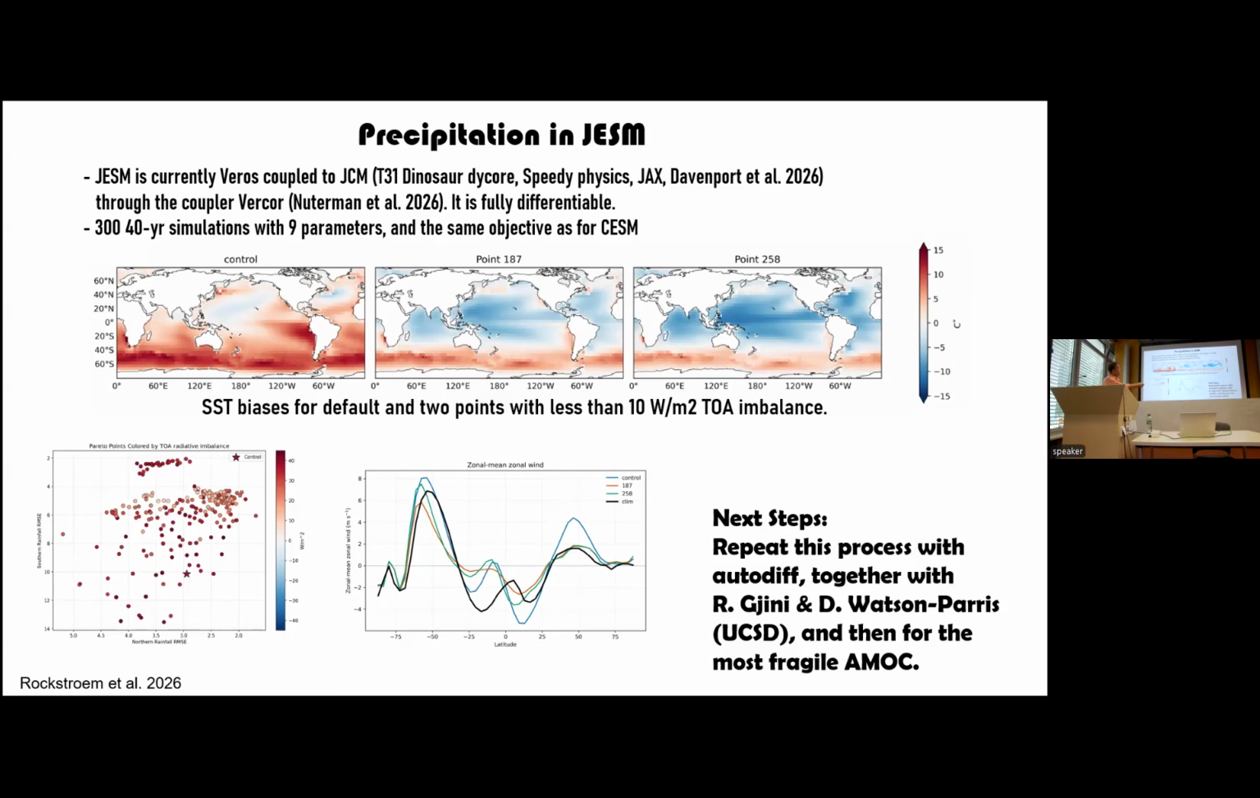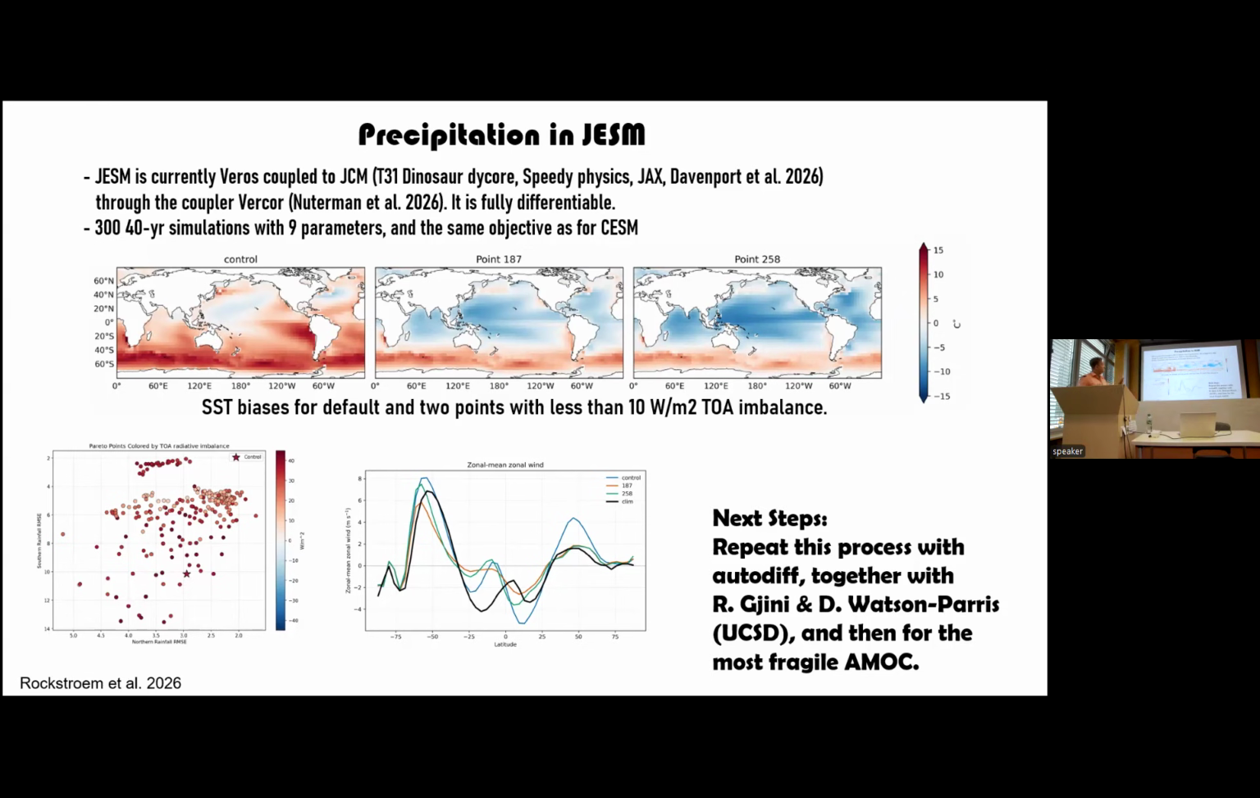This is the current state. By the end of the summer, we should have a T85 resolution for the Dinosaur core, and the ICON physics is currently being translated. So we should be ready by the end of the summer with ICON physics, and then we have a full 1 degree coupled model.